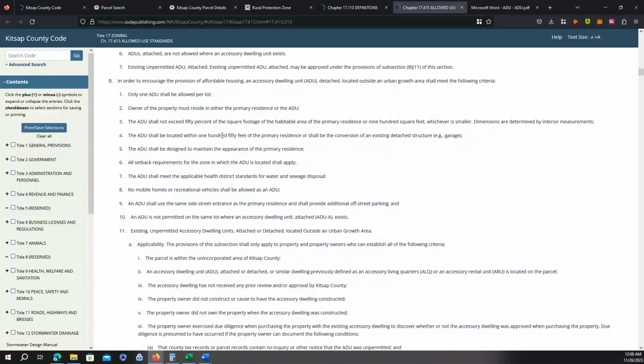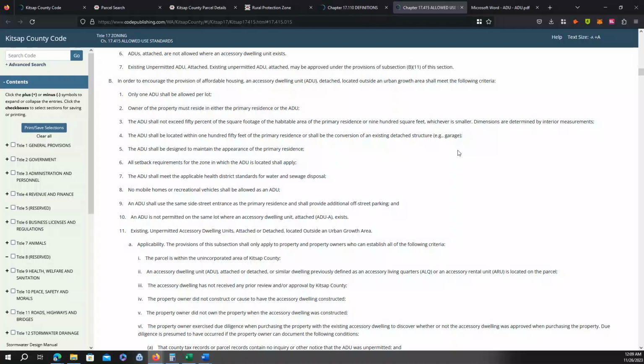4. The ADU shall be located within 150 feet of the primary residence, or shall be the conversion of an existing detached structure, like a garage. So what does this mean? This means if you're building a new structure that's going to be your detached accessory dwelling unit, it has to be no further than 150 feet from the primary residence. The whole ADU does not need to be inside of that 150 feet, but a portion of the ADU has to be within 150 feet of the primary residence, no more than that. Or the conversion of an existing detached structure.